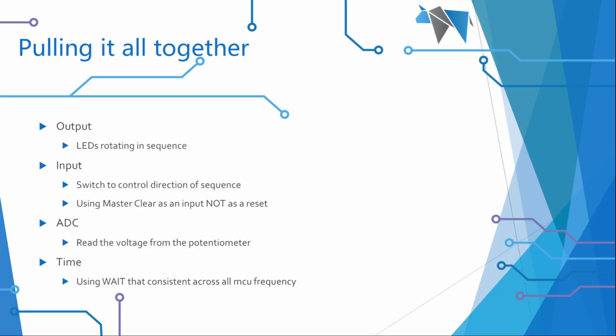When I push the switch, that's going to control the direction. I want to make it quite clear I'm using the master switch as an input and not a reset from the last tutorial. We're going to use the ADC to read the voltage and set our delay, and we're going to use time, and that's in terms of the wait command.